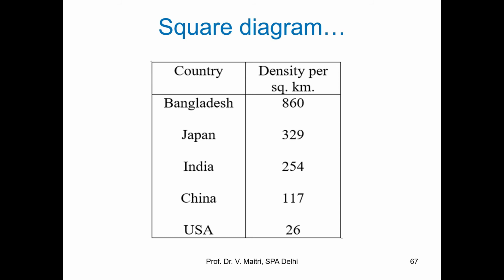Now, density per square kilometer in different countries. Bangladesh 860, our brother, so naturally they have the high density. Japan 329, oh god, India 254, so Bangladesh is higher than us. China 117 and United States 26. So this is the density per square kilometer. We have to compare 26 and 860.